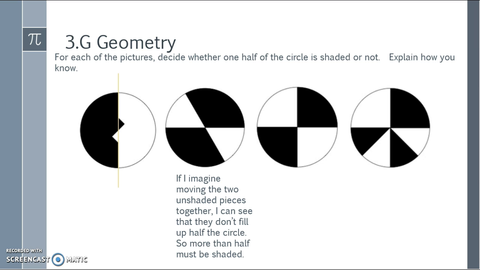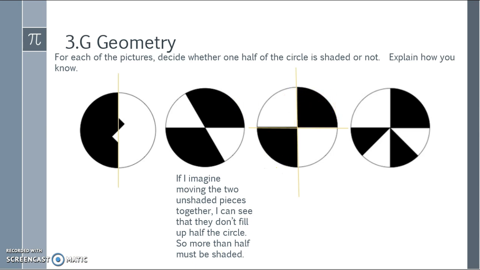However, the second one, if I were to imagine moving these two unshaded pieces together, I can see that they're not going to fill up half the circle. So therefore, more than half must be shaded. And that's great when we compare the third one, because notice that if we cut them vertically and horizontally, there is exactly the same amount of shaded as unshaded, whereas these ones, the black parts are just a little bit more than these here.